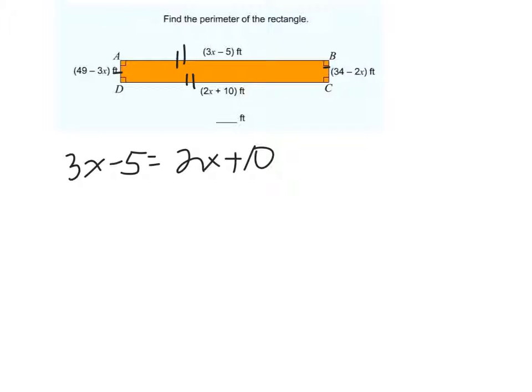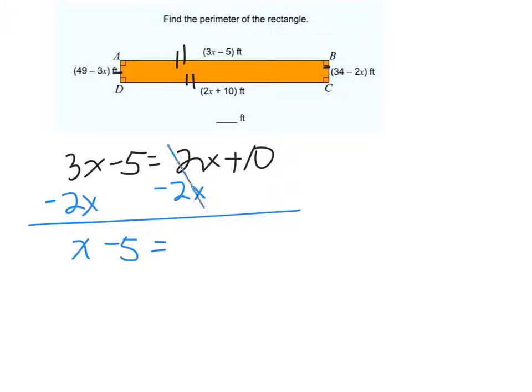Then I can get my x on one side, so subtract 2x from both sides. So 3x minus 2x is 1x, and we don't have to write the 1. And that's gone, so I have it equals 10. So I'm going to add 5 to both sides of the equation, and I have x equals 15.